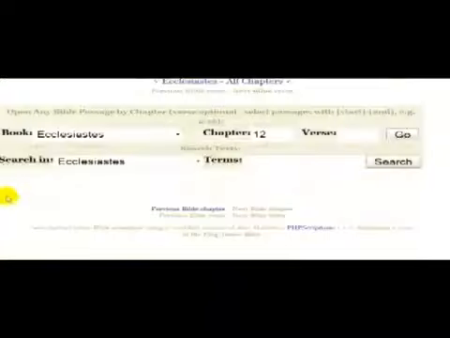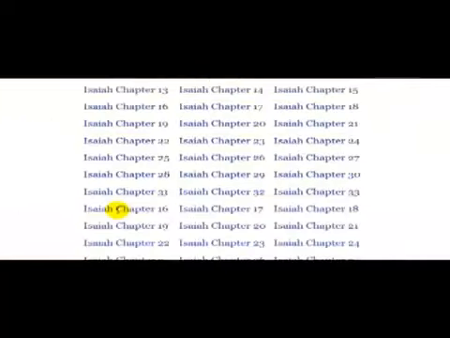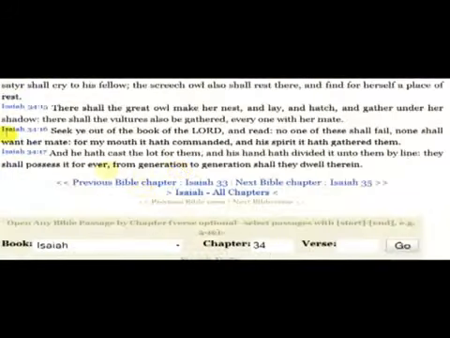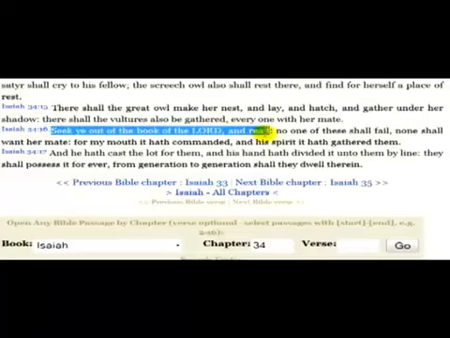Now I want to get one more scripture before we continue on, and this is the book of Isaiah, the 34th chapter, and the 16th verse, and it says, seek ye out of the book of the Lord and read. So don't be worrying about those other books.